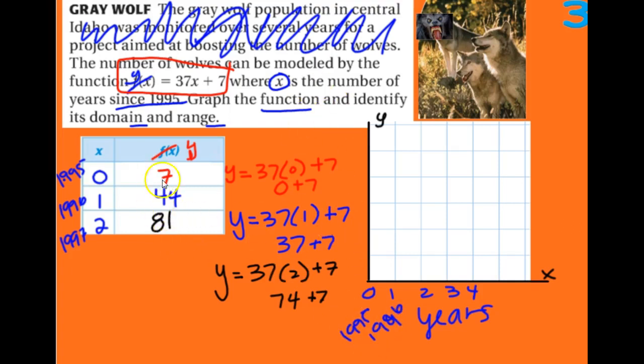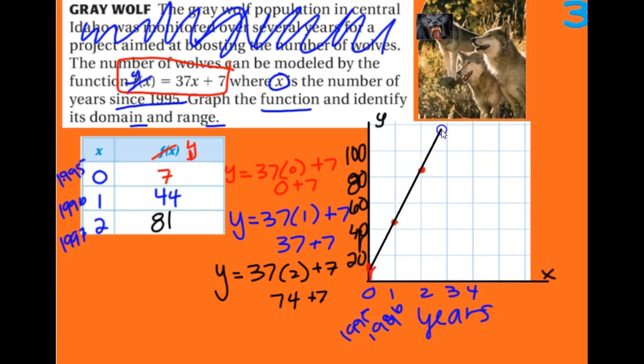And then on our y-axis, I need to get at least up to 80. So if I go by 1s, it's not going to work. 5s isn't going to work. 10s, well, I'll only get to like 50, so I'm going to go by 20s. 20, 40, 60, 80, and 100. And plot my points. At 0 years, we are up 7, so a little bit less than 10. And then at 1 year, I'm up 44, a little bit more than 40 there. And at 2 years, I'm at 81.